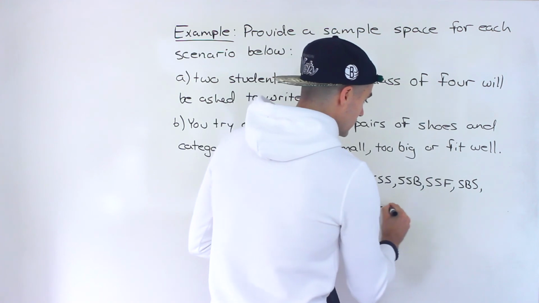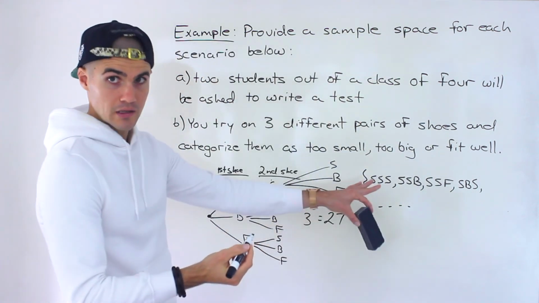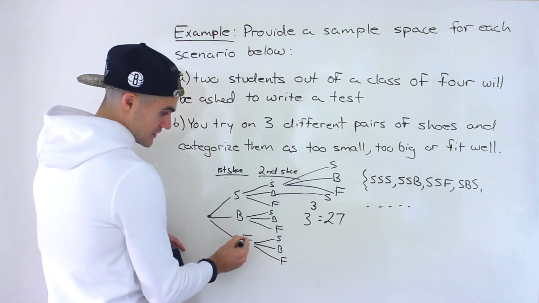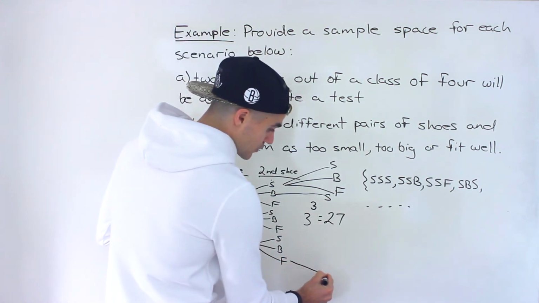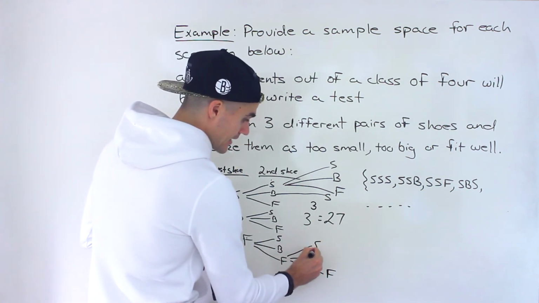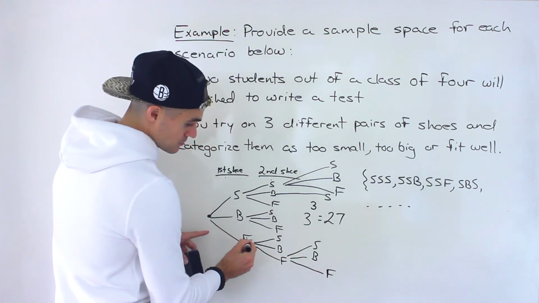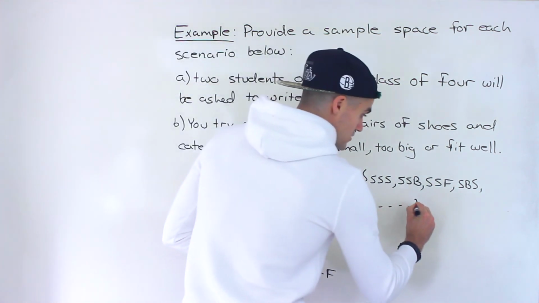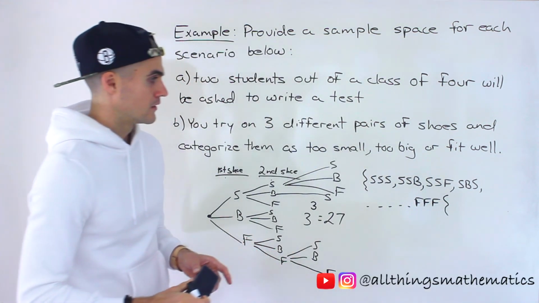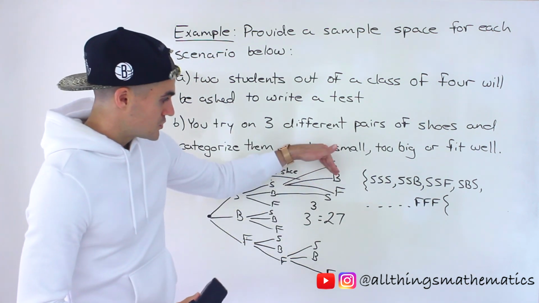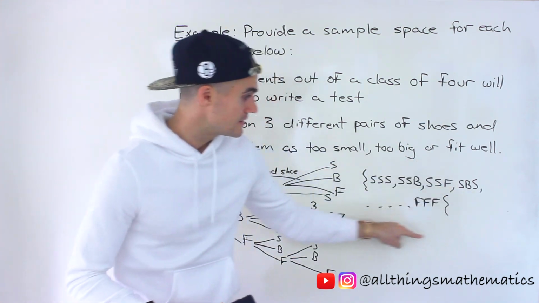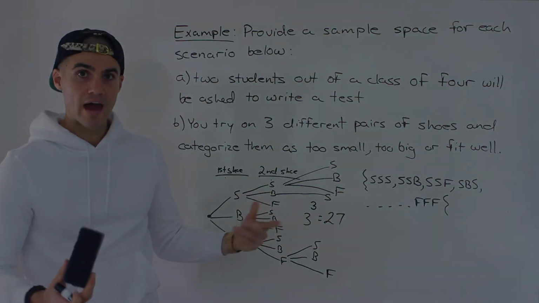right? And if you continued this pattern, there would be 27 of these, and then the last one would be fits well, and then that third shoe, that last branch, would be fit well as well, right? You'd have S, B, and F, but then that last branch would be F, F, and F. So that's where it would end. And everything in between would be those branches in between. Again, the total number of elements in this sample space here would be that 27.